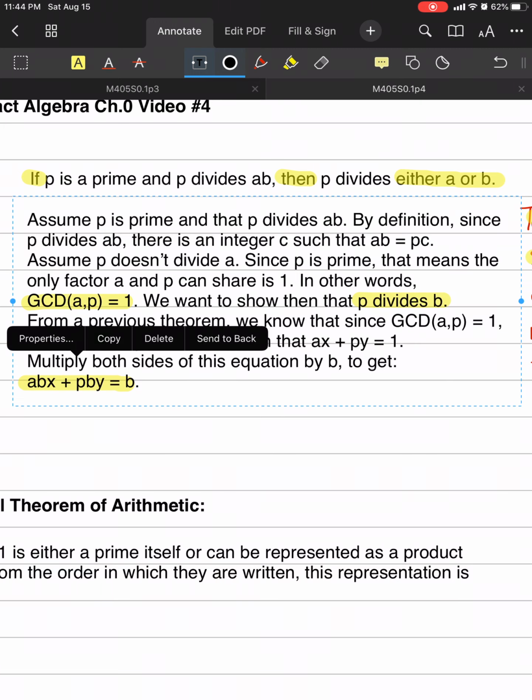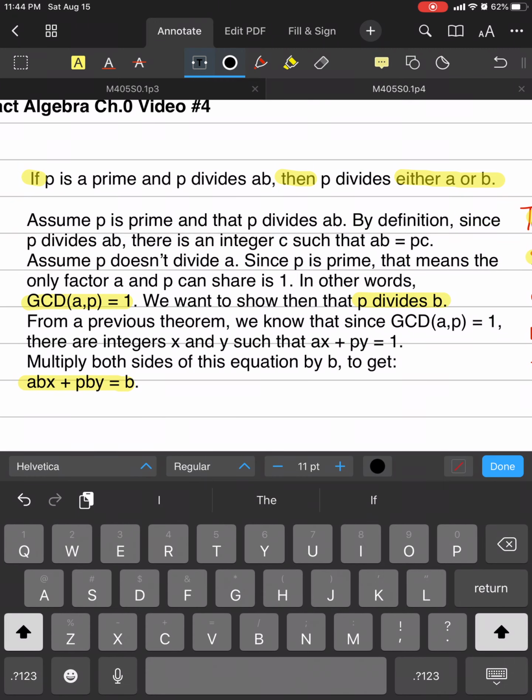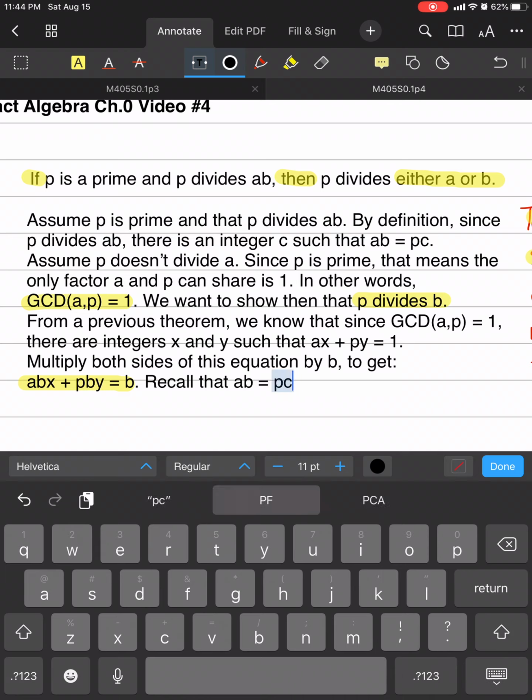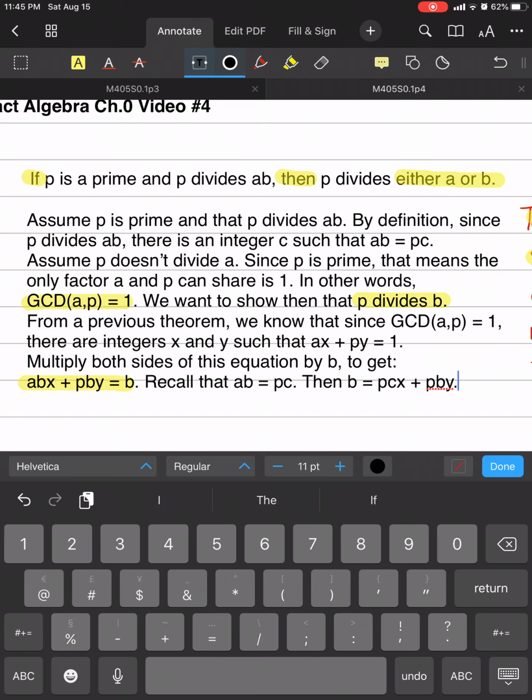Okay, so if everyone's back, let's go ahead and show the trick here. Recall that AB equals PC. Then we've got B equals, so AB we can replace with PC, PCX plus PBY. And remember, we want to show that P divides B. How do we do that? We show B equals P times some other integer.